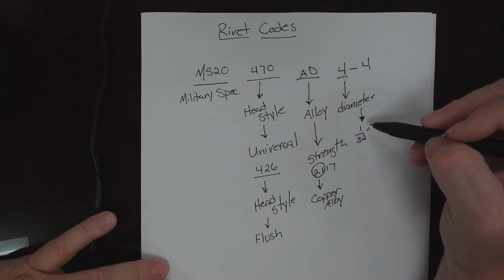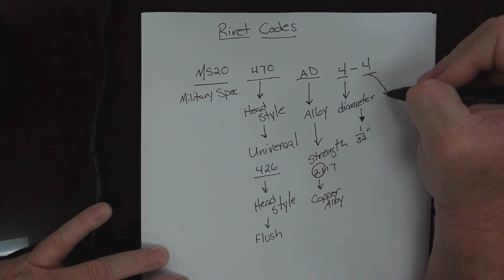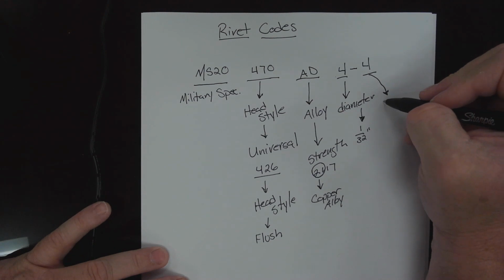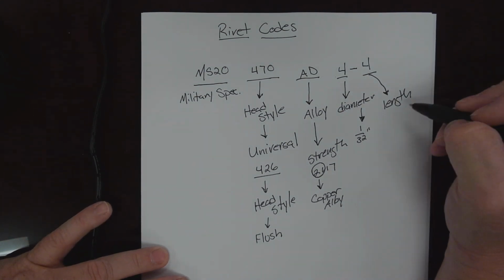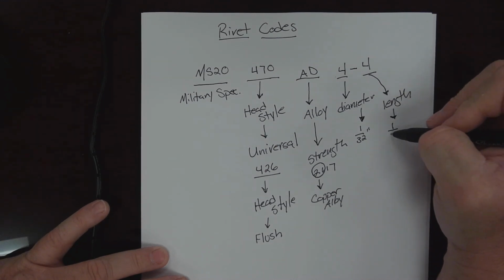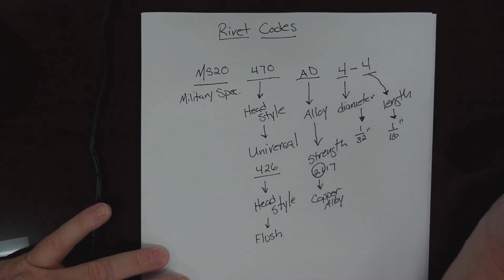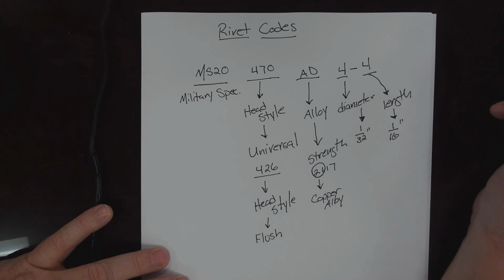So your first number always describes your diameter, and our second number, finally, is going to describe our length. Now, the length is a little different. It's actually described in 1/16 inch increments. So in this case, a 4 represents 4/16 in length, a 5/16, and so on and so forth.